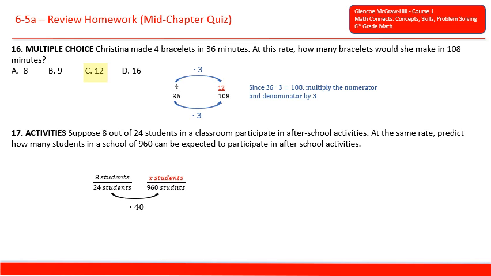So we need to figure out if 24 will go into 960 evenly, and it will, 40 times. So if we multiply 24 times 40, we get 960. And if we multiply 8 times 40, we get 320 students.